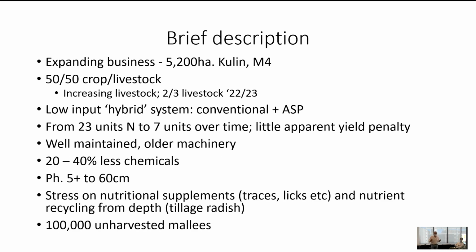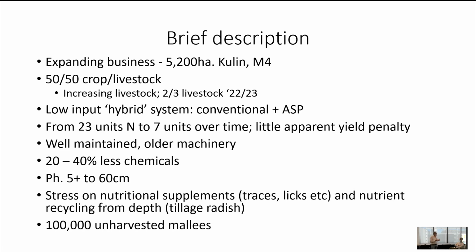It's an expanding business, continuing to grow, so it's generating the capital it needs to do that. It's in Coolin and the M4 region, heavily impacted by frost. They don't do wheat anymore. Barley and oats are the two crops that are grown. It's a 50-50 crop livestock system, increasing livestock. It used to be 70 percent crops, now it's 50-50. It's going to go to two-thirds livestock over the next couple of years.